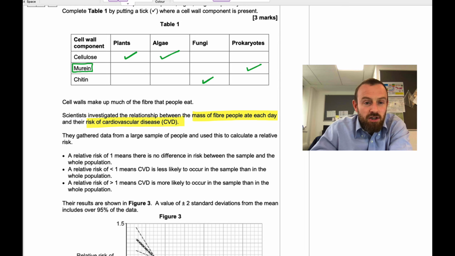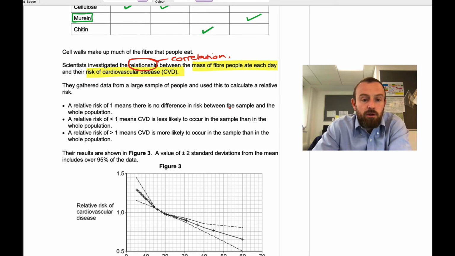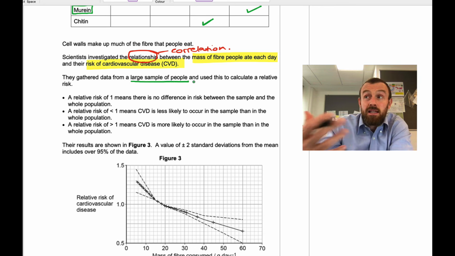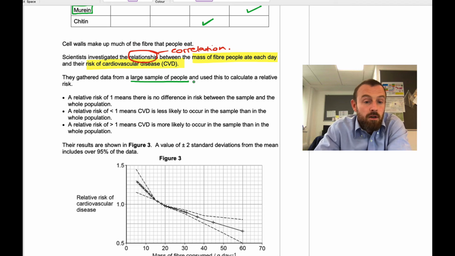So relationship is a word that flags up correlation. They gathered data from a large sample of people. That's a good thing, and it might be worth marks later on because it indicates that this data might be valid. And they used this to calculate a relative risk.